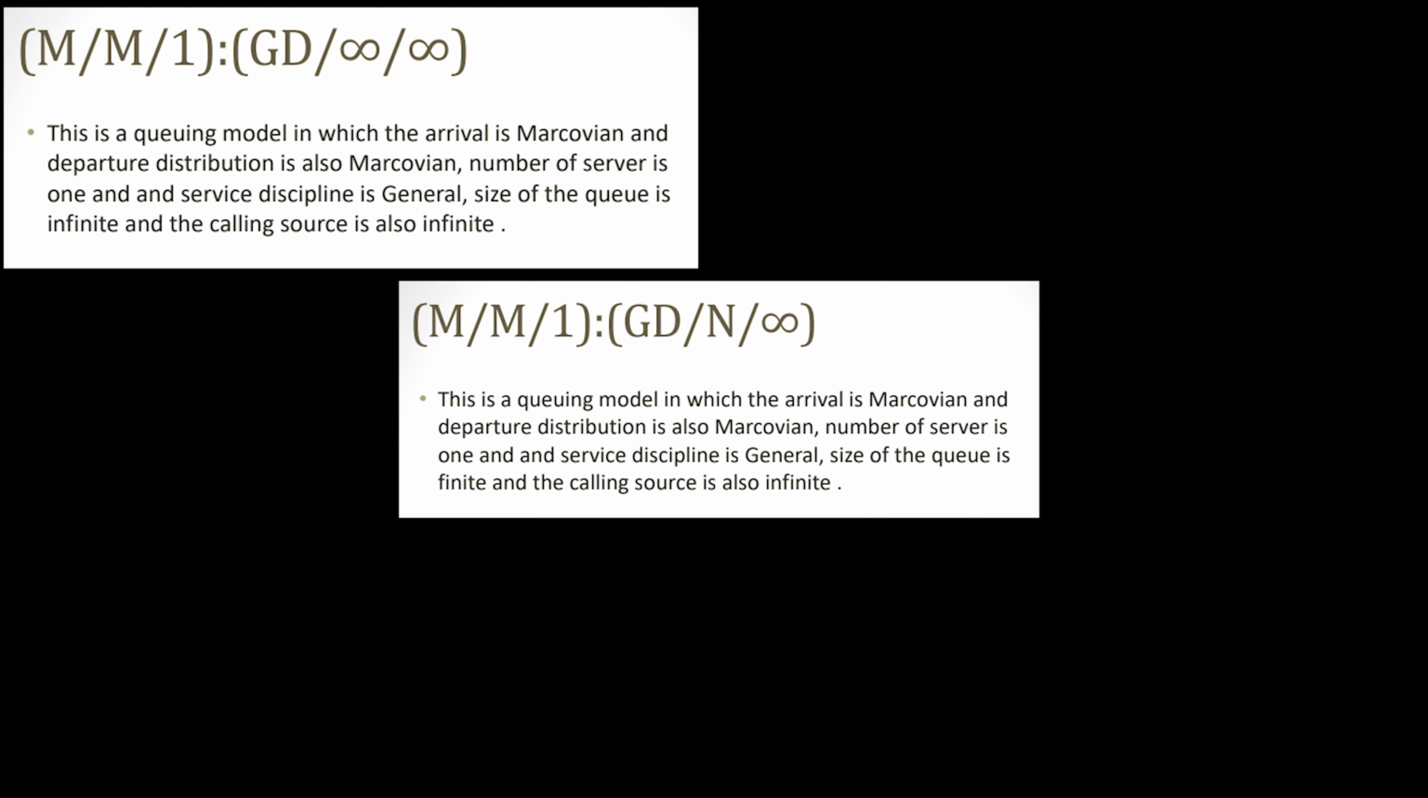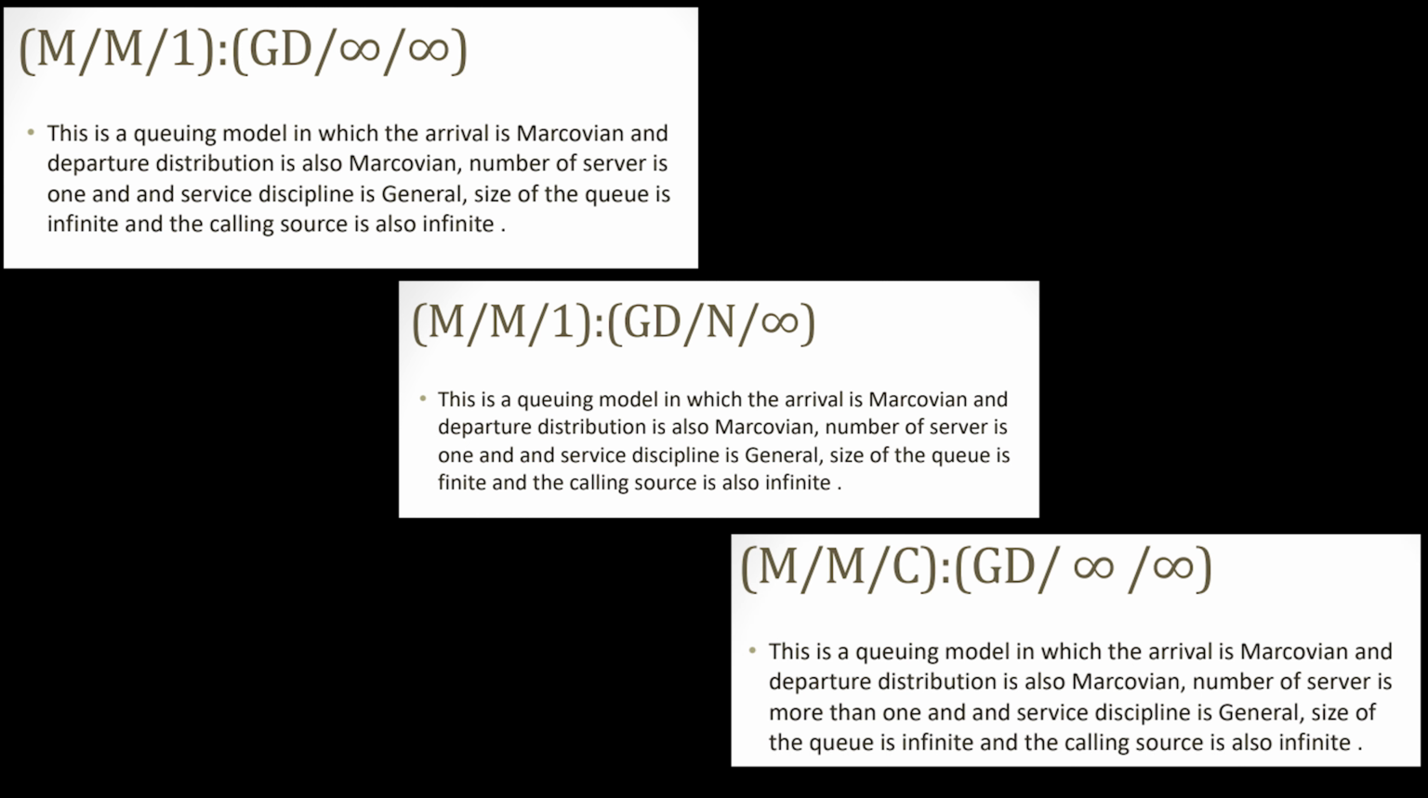The next model is MM1 GD N infinity. This is a queuing model in which the arrival is Markovian and departure distribution is also Markovian. Number of servers is 1 and the service discipline is general. Size of queue is finite and the calling source is infinite. Next is MMC GD infinity infinity model. This is a queuing model in which the arrival is Markovian and the departure distribution is also Markovian. Number of servers is more than 1 and the service discipline is general. Size of the queue is infinite and the calling source is also infinite.